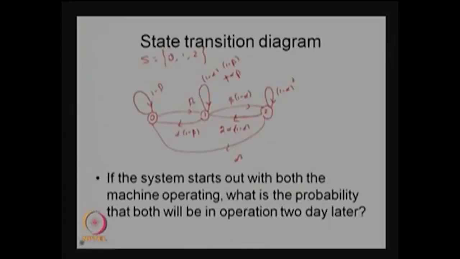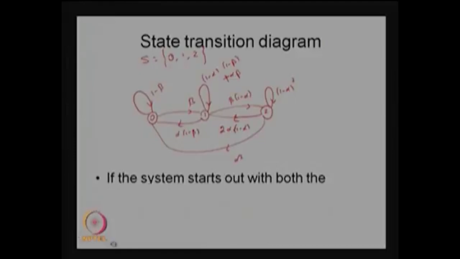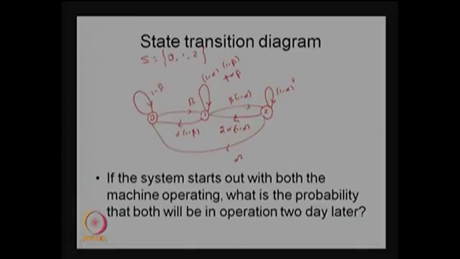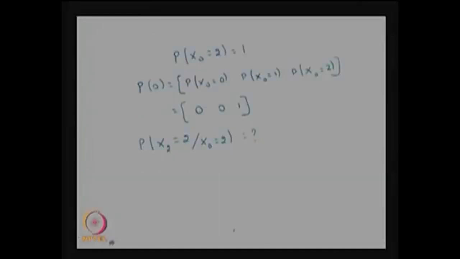Now, the question is, what is the probability that both will be operating 2 days later? That means we can convert this into: what is the probability that X2, in the second step, the system will be in state 2, given that the system was in state 2 at the 0th step. So, this is what you have to find out. What is the conditional probability? If the system starts with both the machines, what is the probability that both will be operating 2 days later? So, this is a conditional probability.